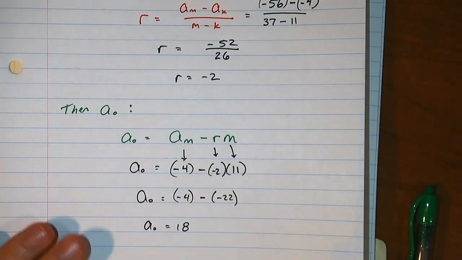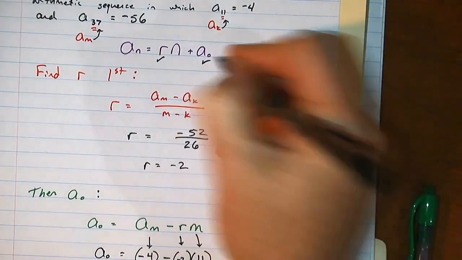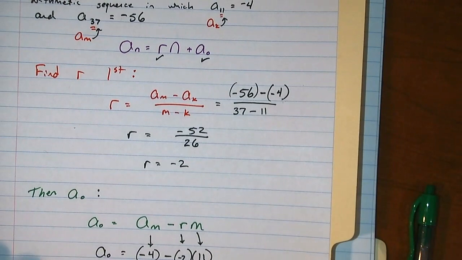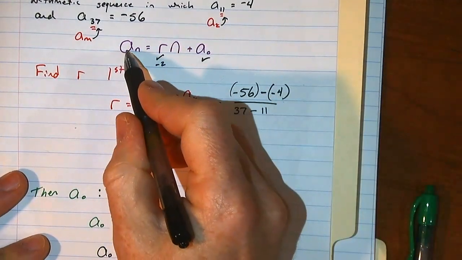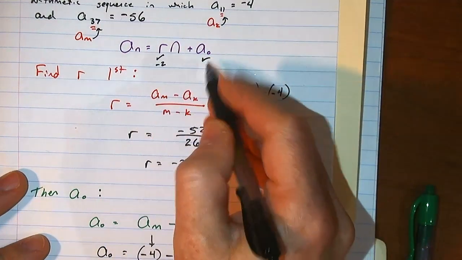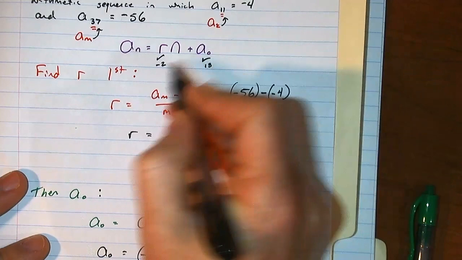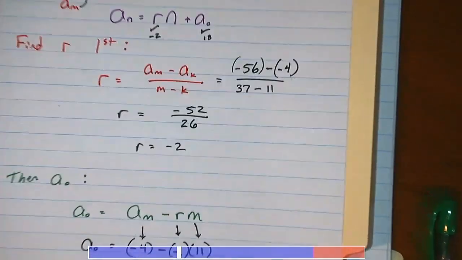And so now I know a sub 0. So now I know r. Now I know a sub 0. Now I'm just going to plug them into that structure. So r turned out to be a negative 2. So I'm going to have a sub n equals negative 2 times n. And a sub 0 turned out to be 18. So negative 2 times n plus 18 is going to be my answer.